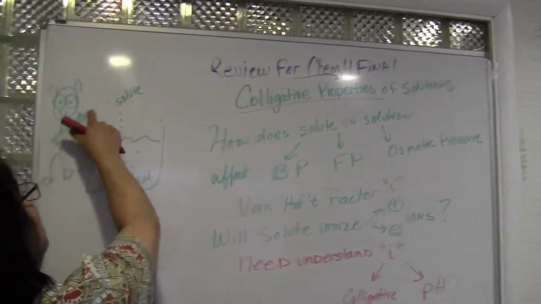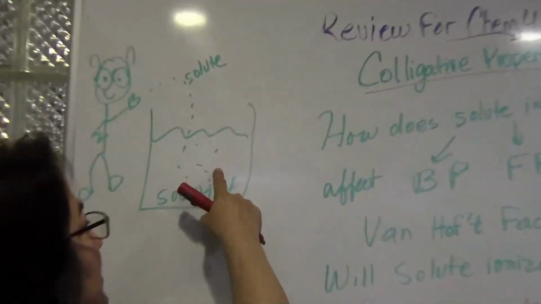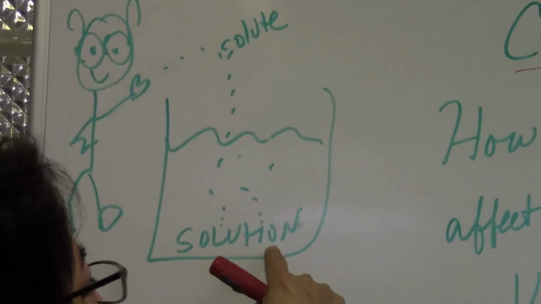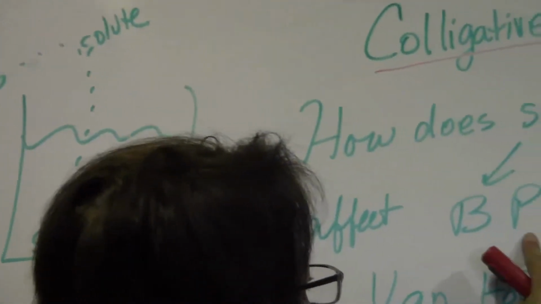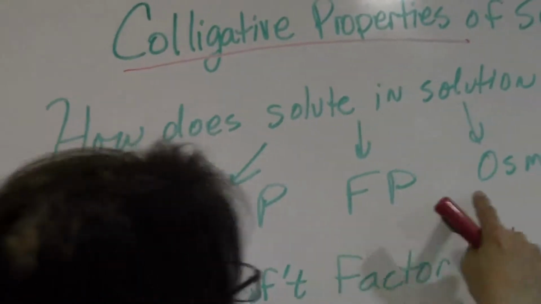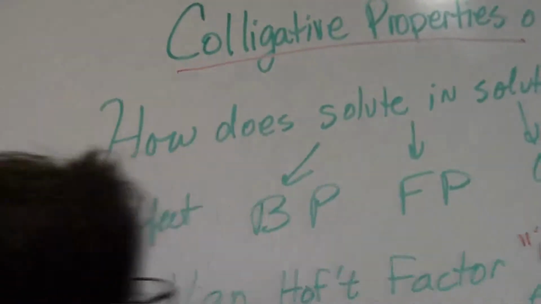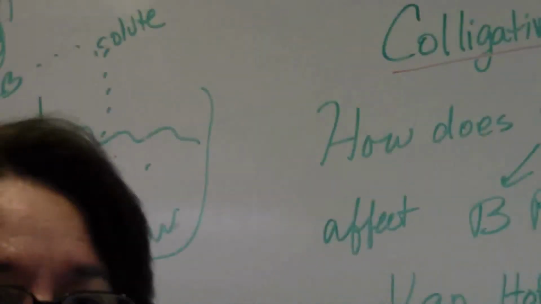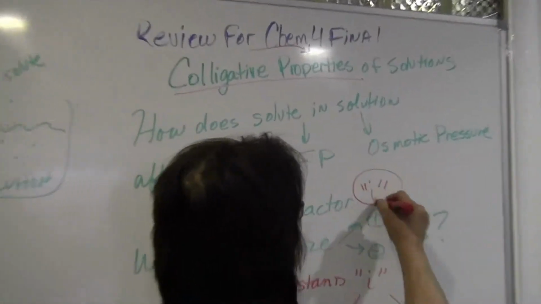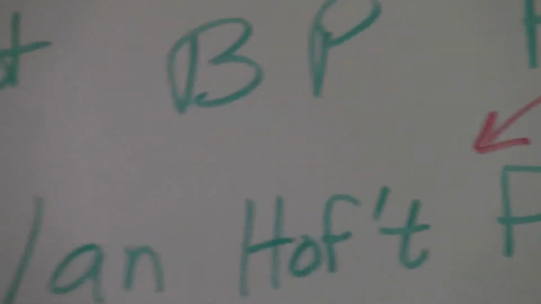It means as soon as we add a solute to a solution, that solution is going to have a different boiling point, freezing point, and osmotic pressure. We're not even going to look at the formulas right now, but I'll tell you all three of them contain i, and i stands for the Van 't Hoff factor. So you need to understand this.